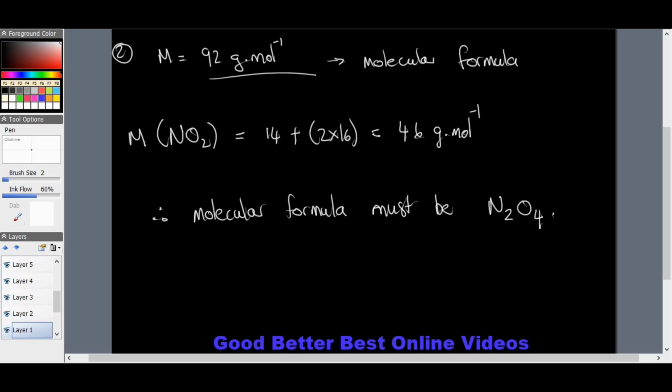N2O4, which is basically, it's not D-nitrogen, but dinitrogen tetroxide. Dinitrogen tetroxide, which is commonly referred to as nitrogen tetroxide, and it is used in chemical synthesis. Sorry, I struggled to say that word. It is used in chemical synthesis.